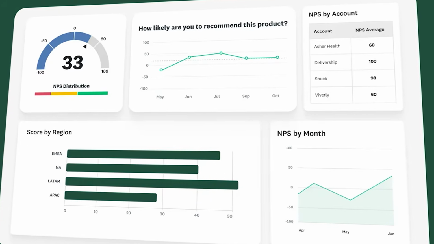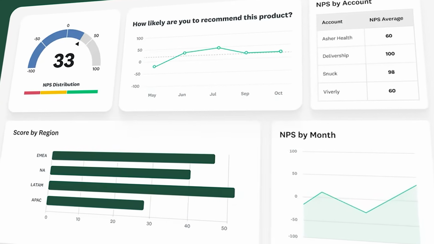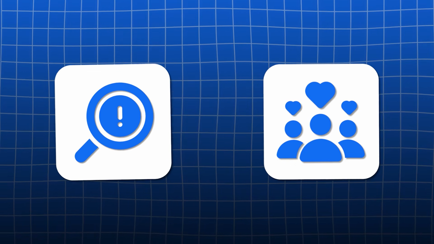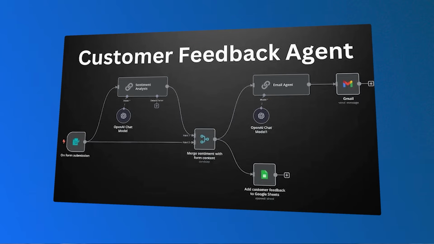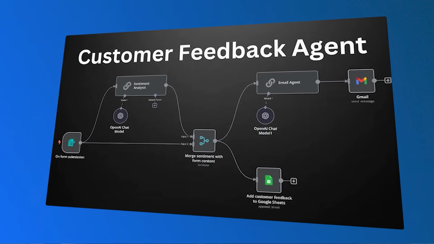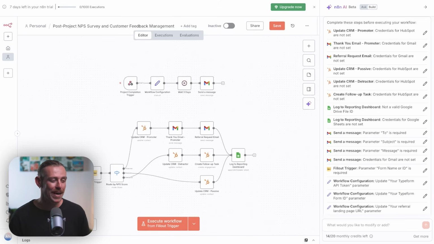NPS surveys are one of the simplest, most effective ways to track client satisfaction, spot issues early, and identify your biggest fans, the ones most likely to refer you or give a testimonial. And with n8n, you can automate this entire feedback loop, so it happens every time without fail. And you're not awkwardly reaching out to a customer 3 months after you delivered their project. So here we have a more complicated workflow.